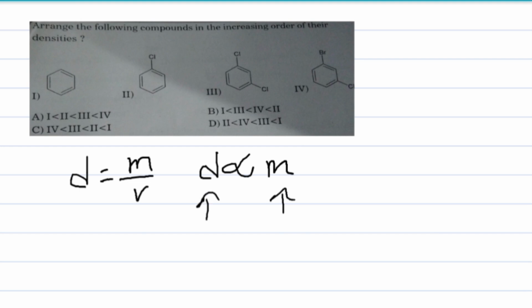So now coming to the options. In all options, the benzene ring is common. So the first option, if you observe, is C6H6. What is the mass? There are 6 carbons, 6 twelves are 72, and 6 hydrogens means 6. So totally 78.